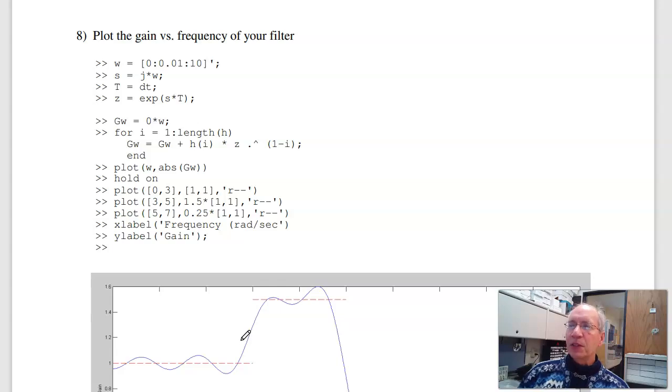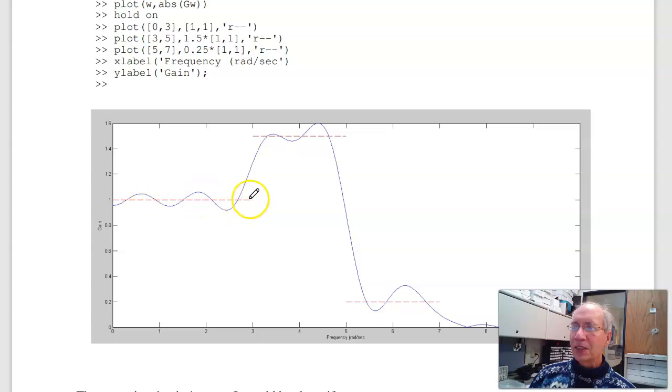Problem 8 then is, given my filter, plot the gain versus frequency. So let's plot it out to 10 radians per second. S is j omega. There's my sampling rate t. Z is e to the st. The gain is just my tap delay line: the impulse response at t equals 0, delay by 1, delay by 2, delay by 3. Take the impulse response times z to the minus i, and z is e to the st, e to the j omega t. Add them all up, and I get this. So the blue line is my approximation. Okay, not great.